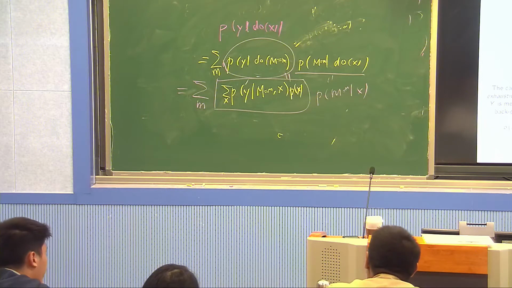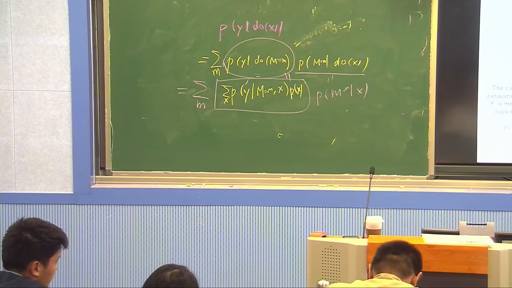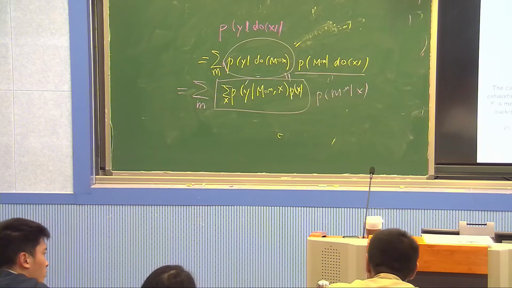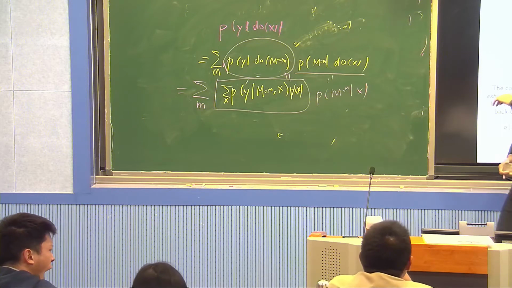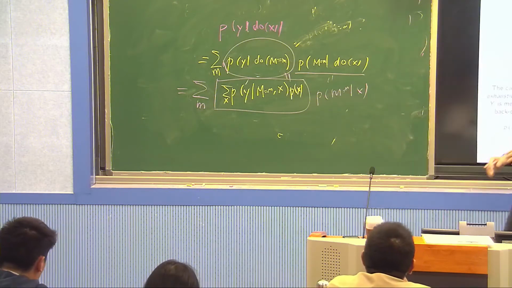The front door is, if we want to go from x to y, you can go through the front door or you can go through the back door. So we can either block the back door or we can use this mechanism to adjust for the front door, right? So that's why this is called front door criteria, the other called the back door criteria. Okay?